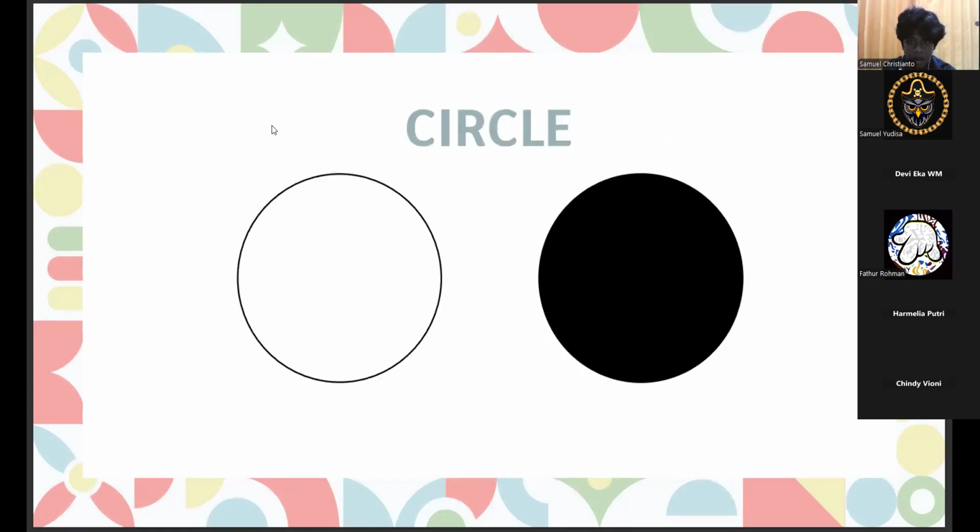Okay, so to answer the first question, which one is the circle? By the definition, we know that the left one is the circle. Okay, so what about the right one? What is that? Isn't that a circle? Okay, we're going to talk about this. Next slide.